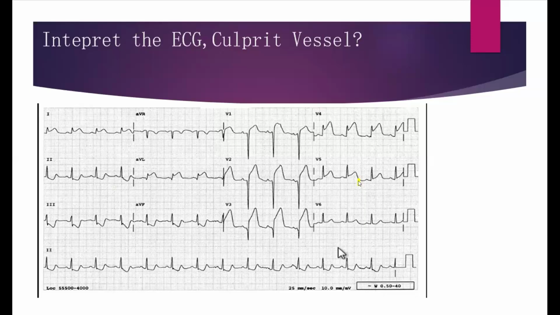What about lead one and AVL? Oh yes, there's also elevation in the AVL. So perhaps an anterolateral MI. So you have an anterolateral MI, and you're thinking your culprit vessel is? Still the left anterior descending, I think.